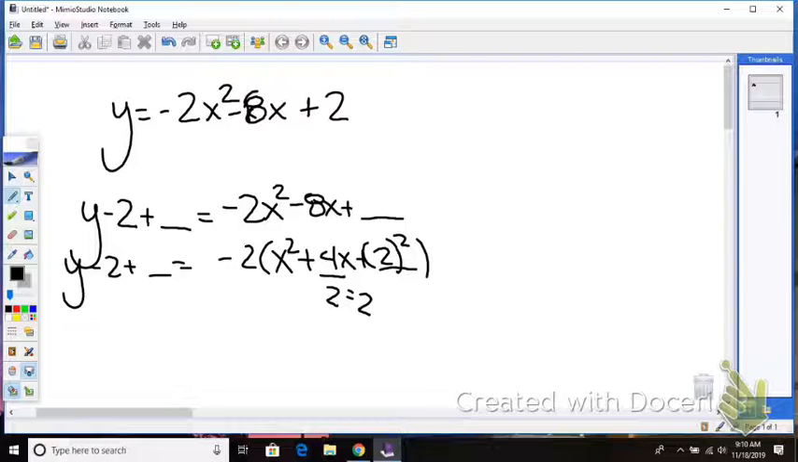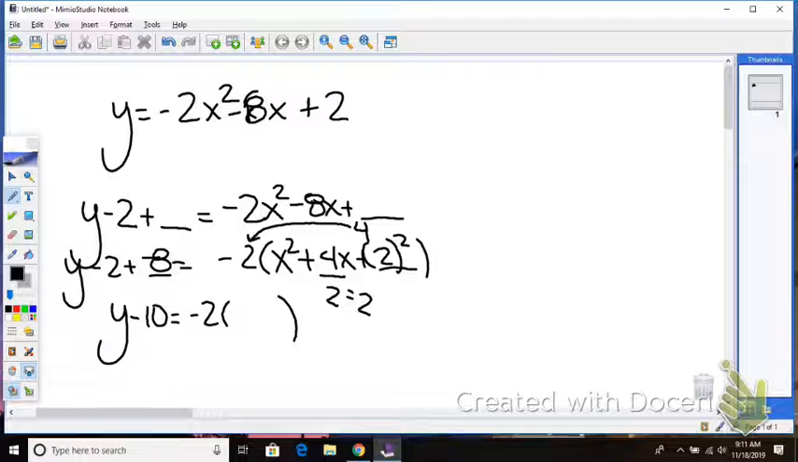So you have to take negative 2 times 4. So I have 4, negative 8. So I have 10. So what does this factor down to? So I have y equals negative 2, x plus 2, quantity squared, plus 10.